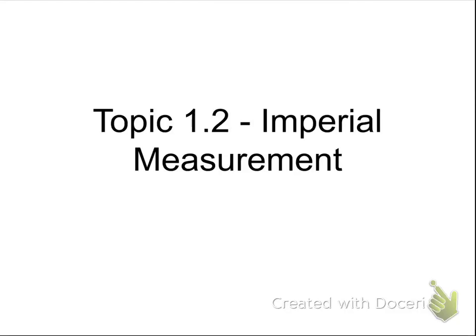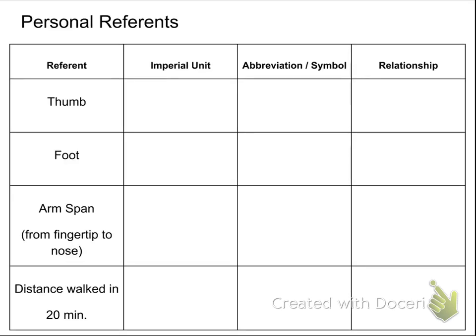So today's lesson is on imperial measurement. The imperial system are units like yards, feet, inches, miles. Currently it is what the United States uses, although most of the rest of the world has changed to metric. But today it's all about the imperial system.